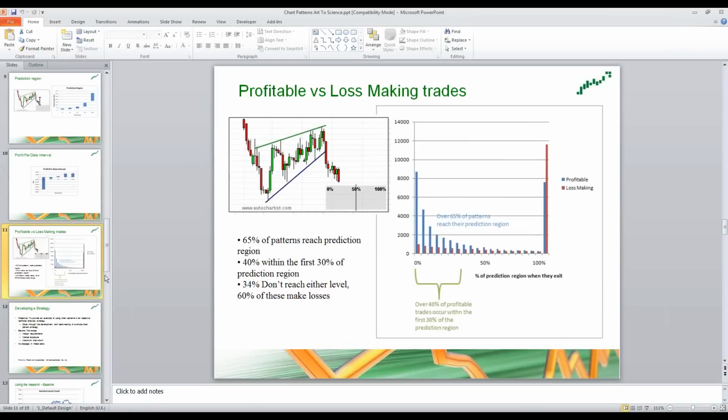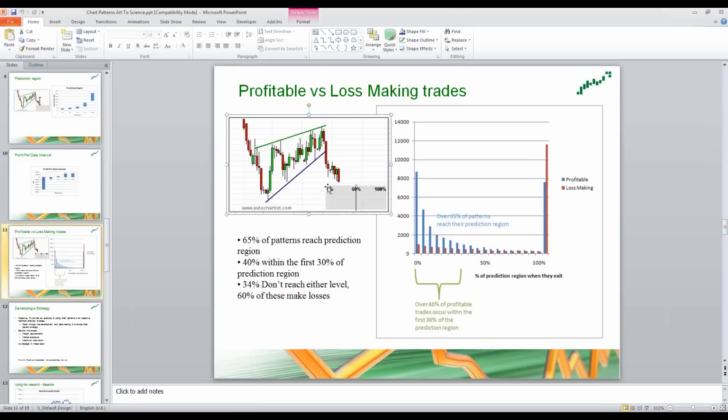Another interesting thing to note is that actually it's closer to 70%. The slide says 65% of patterns reach the prediction region. Actually, it's about 70 or 75% on the FX market specifically that hit their forecast regions. About 40% of them reach it within the first 30% of the prediction region. In fact, we've improved our engine to such a degree that it's closer to around 60% of them hitting the region within the first 30% of the forecast area.